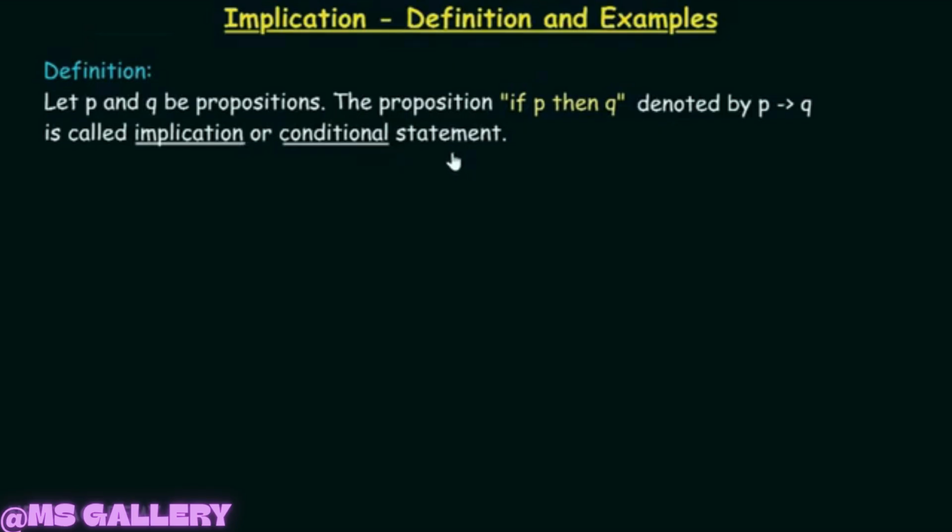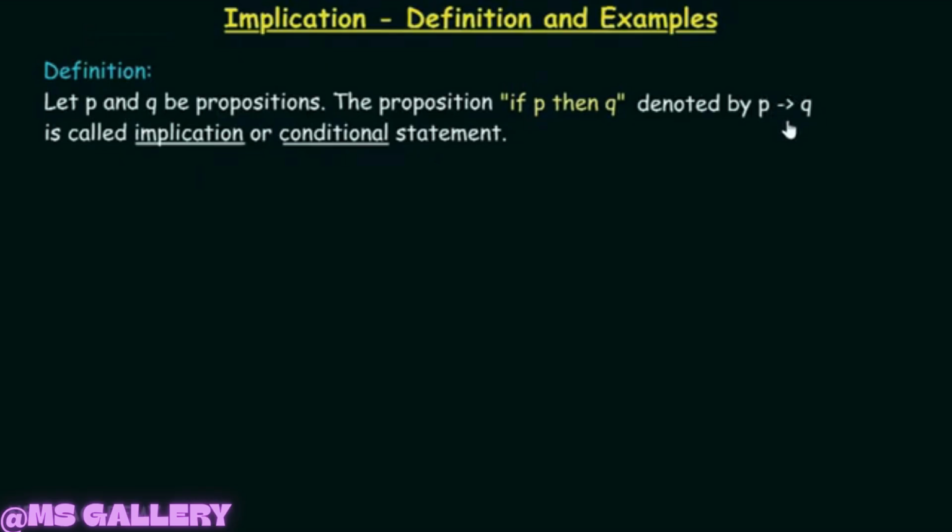Please note down this important point. If P then Q is called conditional statement. We know that already, that if then construct is always a conditional statement, right? If P is satisfied, then only we would be able to talk about Q, right? This particular proposition is denoted by P implies Q. This is the symbol we are going to use for implication, okay?